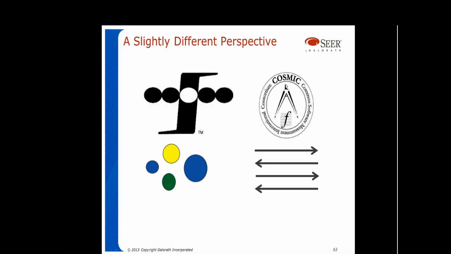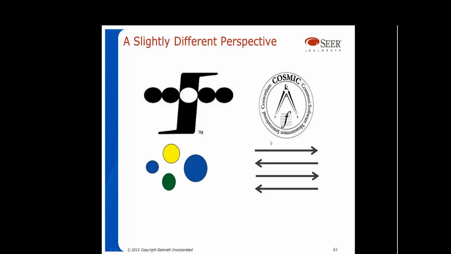I'm almost done, but I would be remiss if I didn't bring up Cosmic, the other leading functional sizing method, because it is itself a very good metric. It's what's called in some ways a second generation measure because it came along after function points, but both are in very common use. Function points have the perspective of functions of various sizes, the apples and oranges, quote unquote, of various types of functions and their differing complexities represented in an abstract way with these circles.